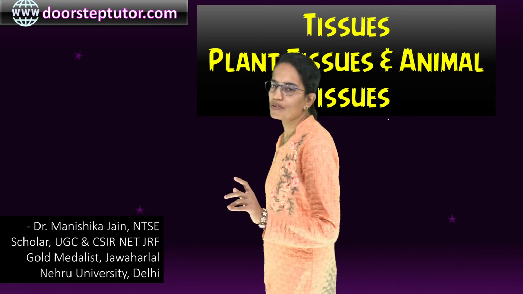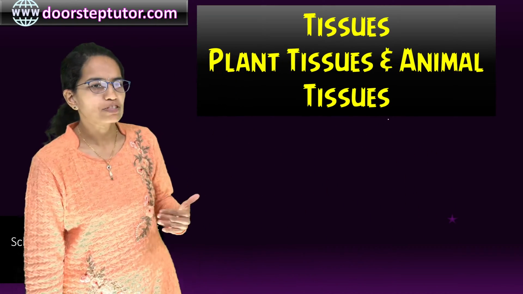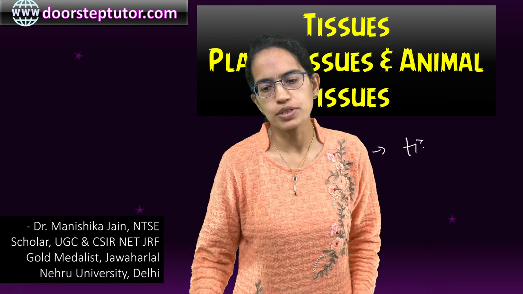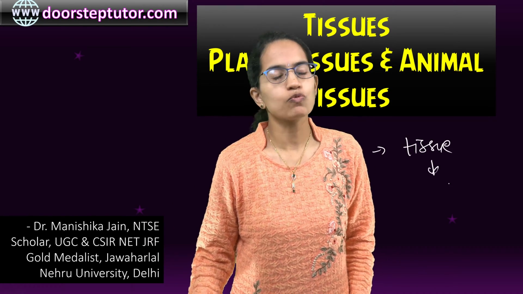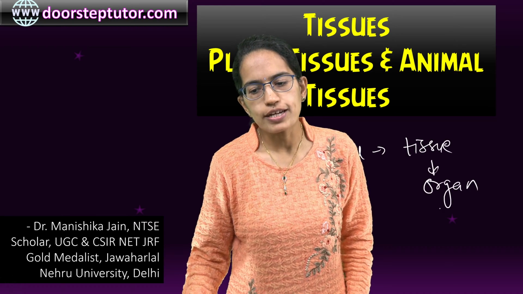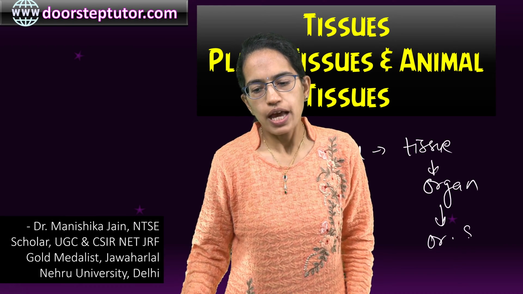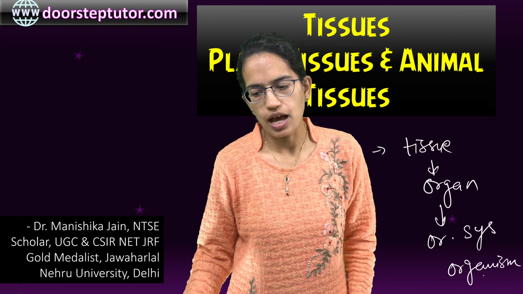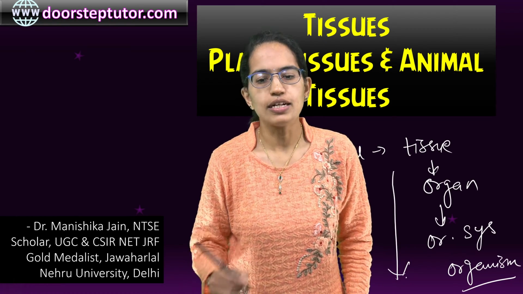Welcome. In this session, we will talk about tissues. Now, as we know, when cells come together, they form what? They form tissue. Tissues come together to form organ. Organ forms organ system, and finally an organism. So this is how we understand the hierarchy.